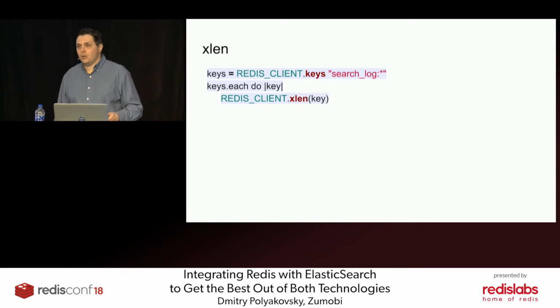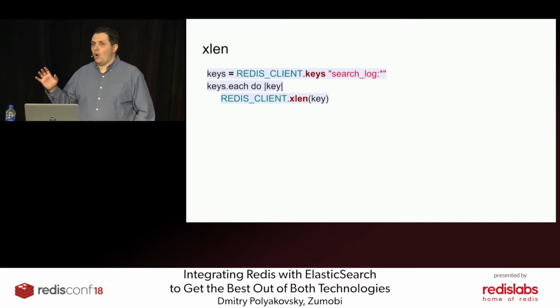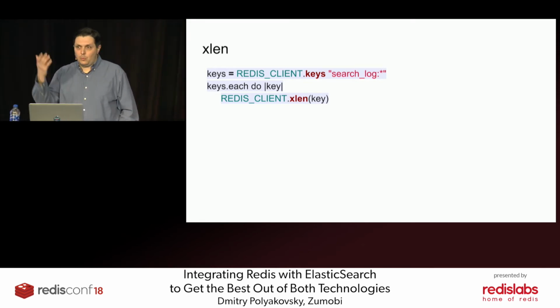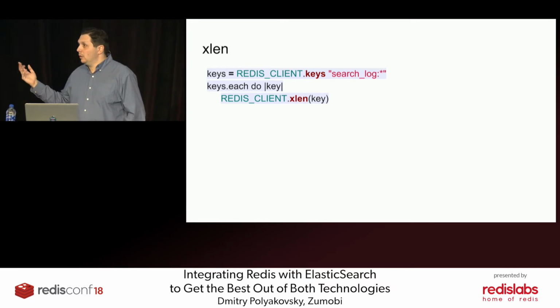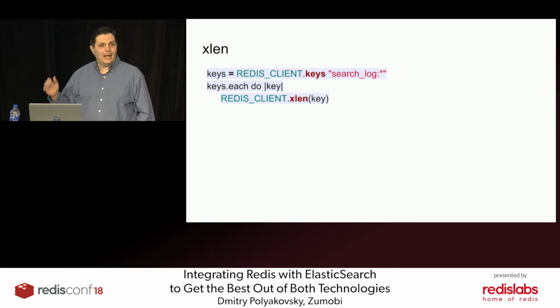XLEN gives you the size of the stream. So what you can do is loop through all keys in Redis that fit a particular pattern, and call XLEN on each one. You just have to be careful to make sure that all the keys are streams. For example, if you had a list or a hash that also was named search log something, this would obviously break. But this way you can easily display on the UI, and you'll see it later in my presentation, all the logs or streams and how many records there are in each one.